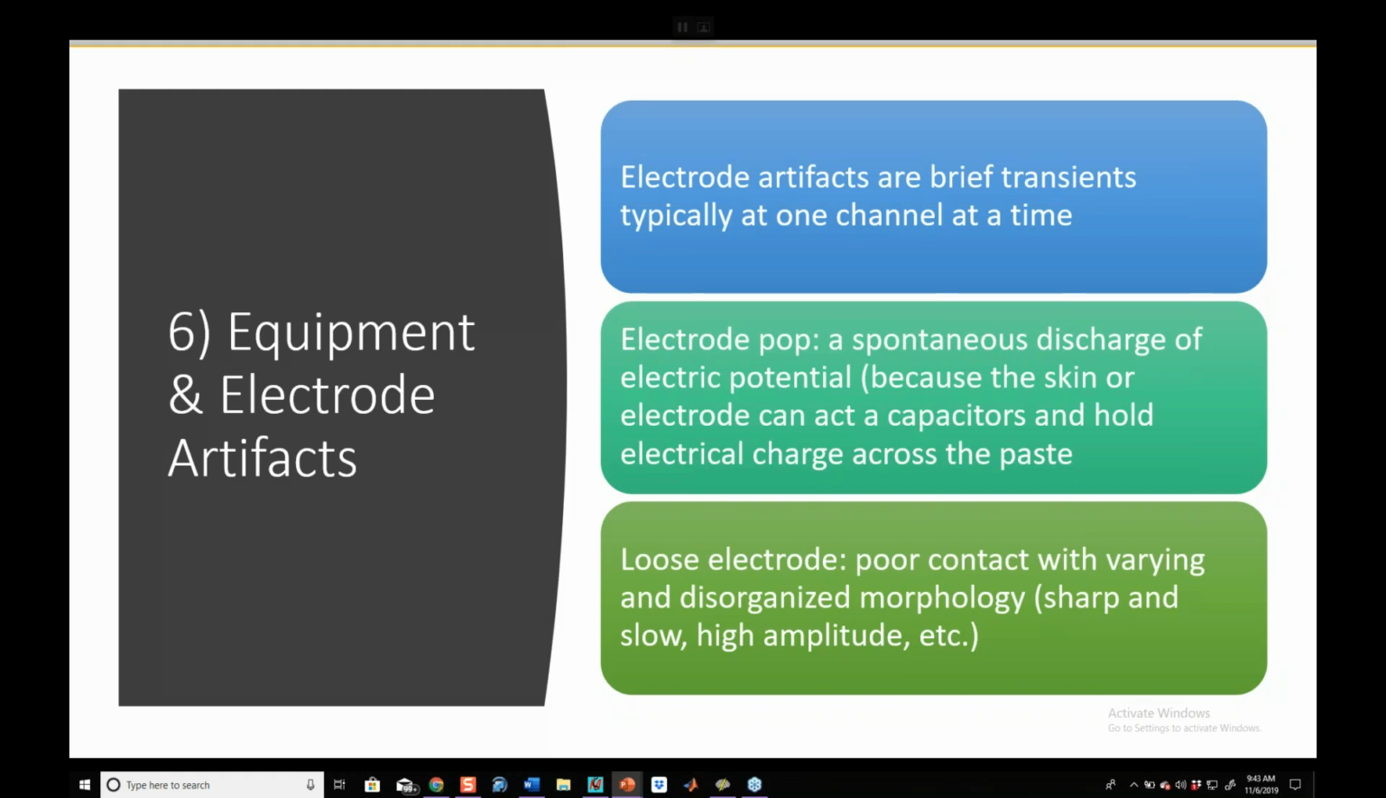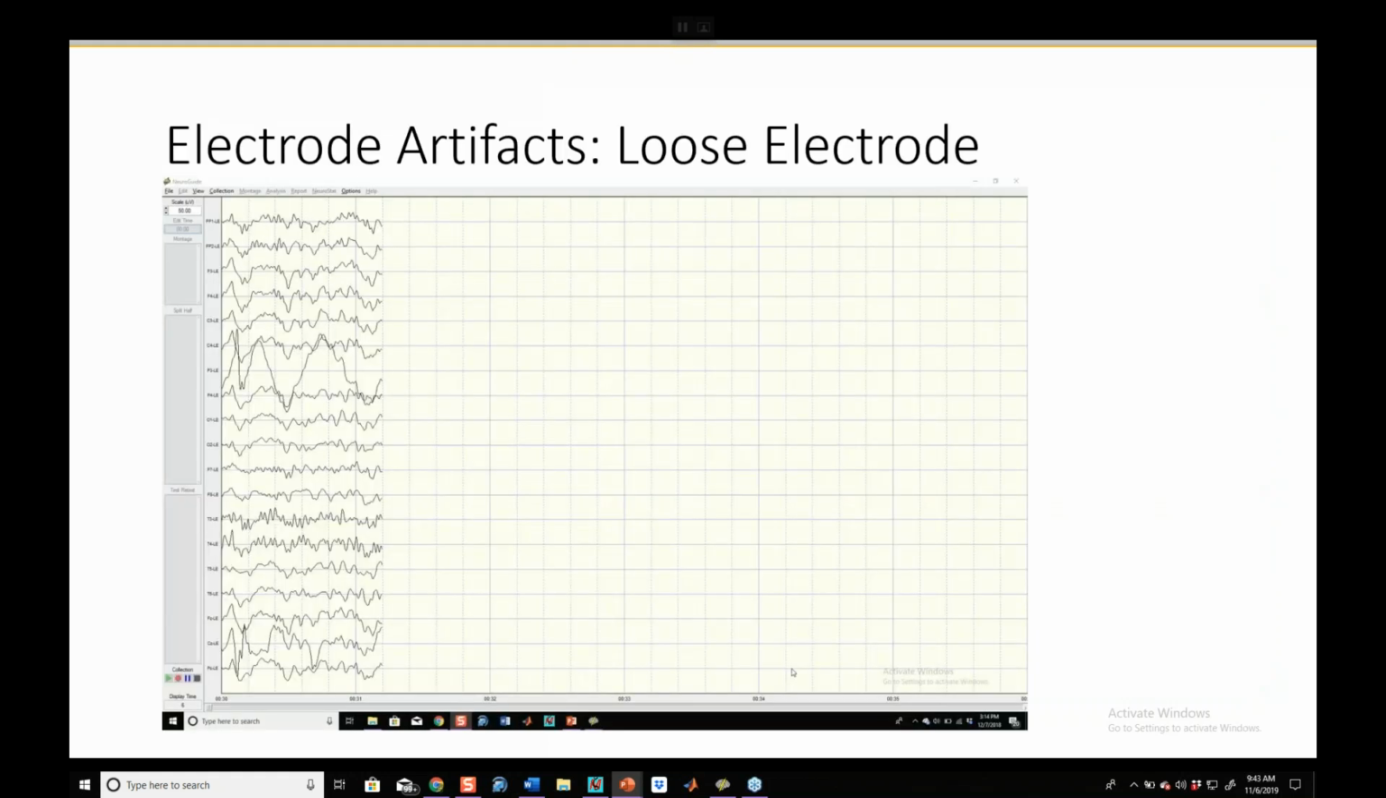And lastly is a loose electrode. And a loose electrode, it can happen for any reason. Even if you have spectacular impedance, if that individual shifts or moves, if they lean back against a chair and that electrode moves, what that's going to create is compromised contact and resulting disorganized morphology. So in this case, what we have is a loose electrode.